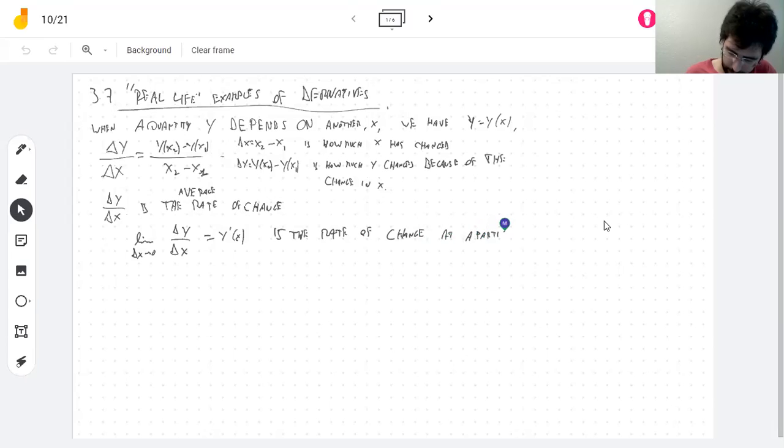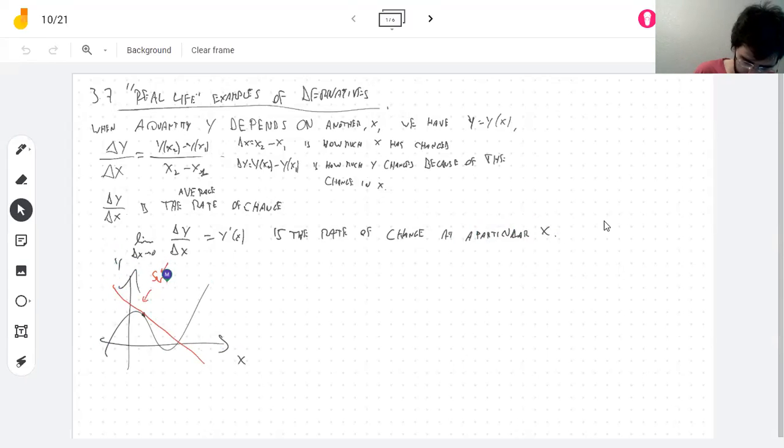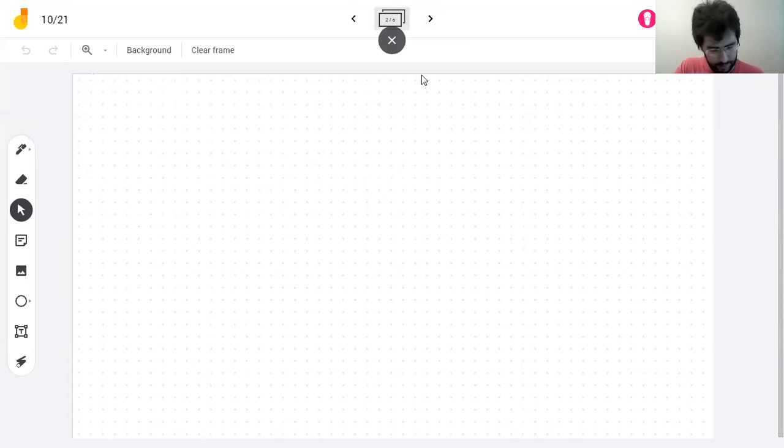I've already told you all of this, but anyway, review. If you drew the graph of y with respect to x, this instantaneous rate of change would be the slope of the curve, or the slope of the tangent line. Okay, so what are some examples of this? The first one that's sort of compulsory to say is velocity and acceleration.